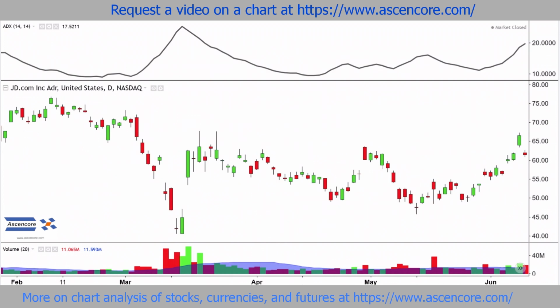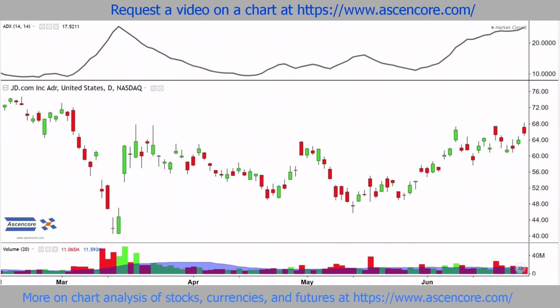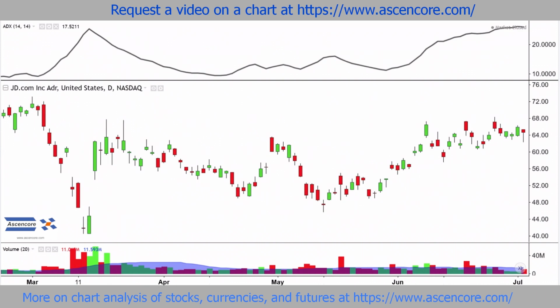Right here, values are quite low, well under 20. However, a gradually steepening incline has been developing. It's been especially noticeable with the ADX starting about mid-May. And that's also about the time when price began a more noticeable and stable uptrend out of the horizontal range of the past few weeks.